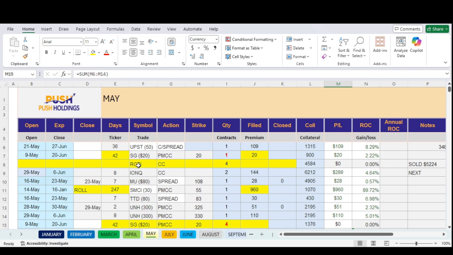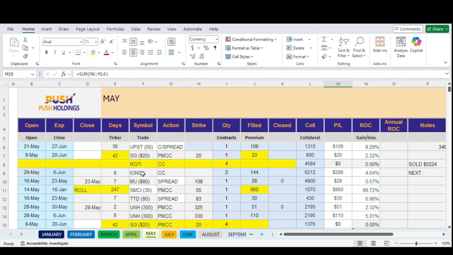Next up, we have RGTI, and I actually sold RGTI. RGTI was trading very low, so I was not able to make a lot of good premium. As soon as the share price went back up, I sold it for a small gain. So you're not going to see this in the next month.